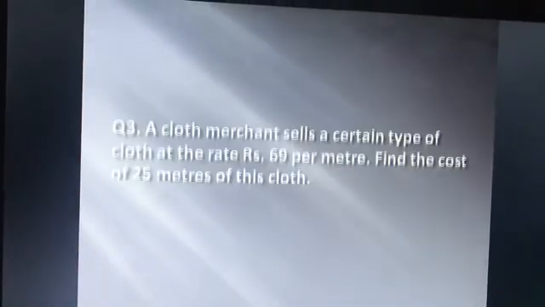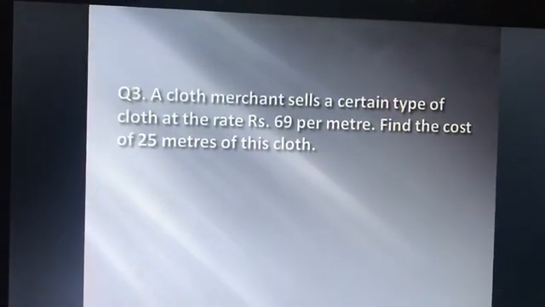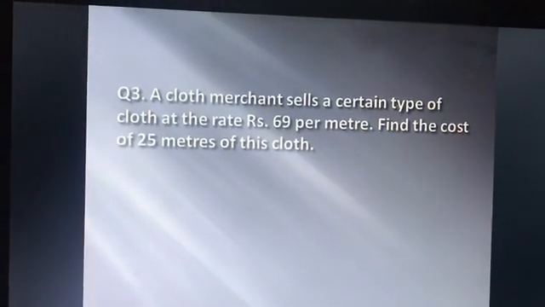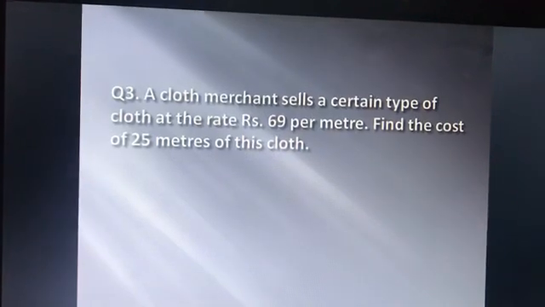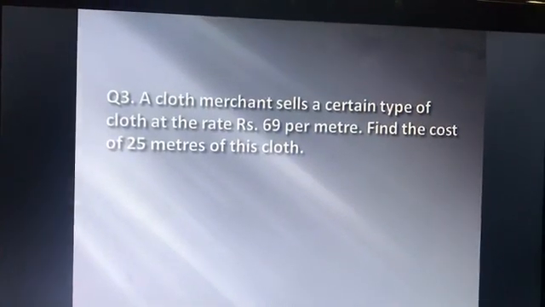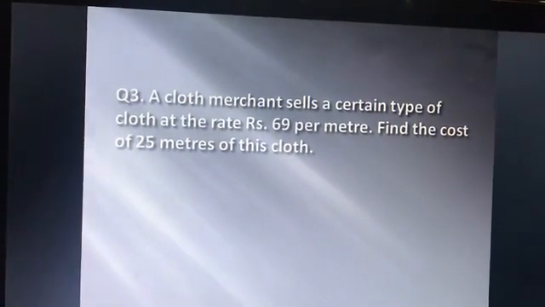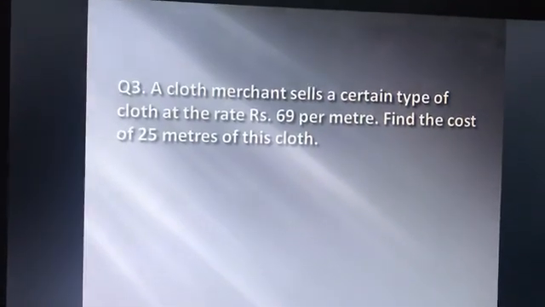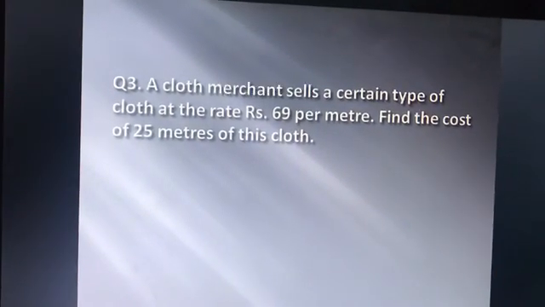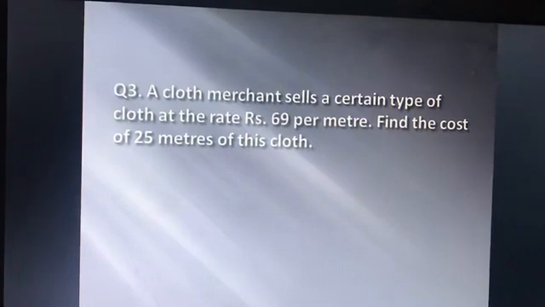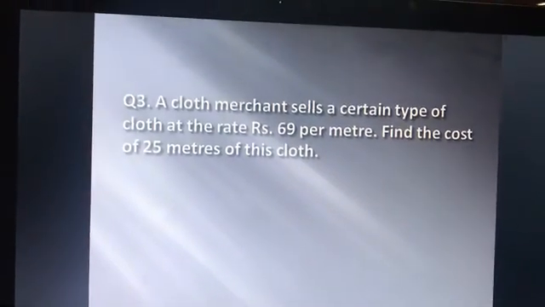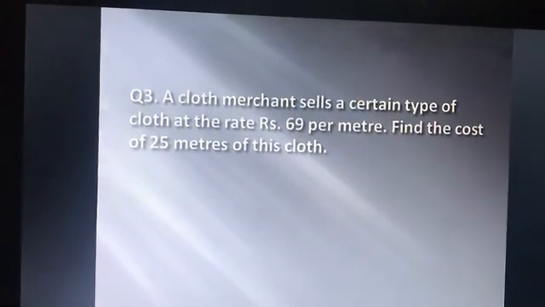The next question is, a cloth merchant sells a certain type of cloth at the rate of rupees 69 per meter. Find the cost of 25 meters of this cloth. This is the same type of question as we have done in question number 2. So this is your homework and you will do it yourself.